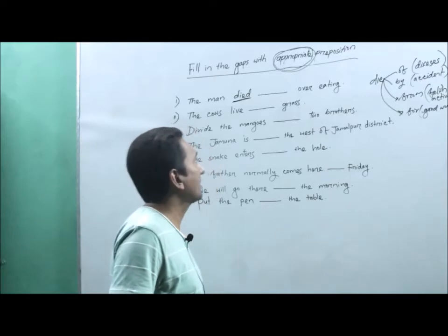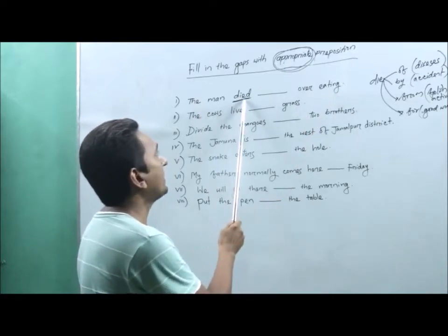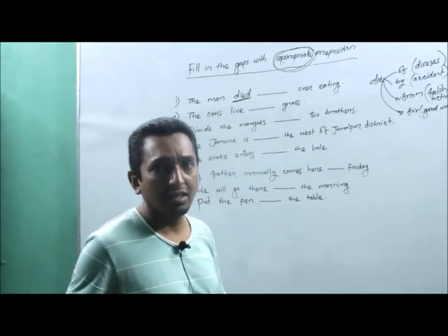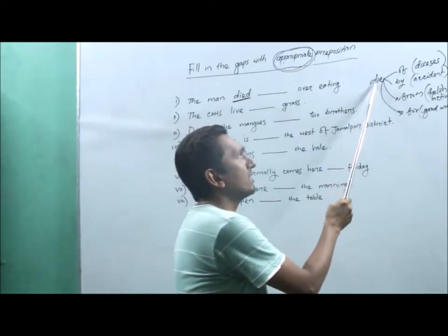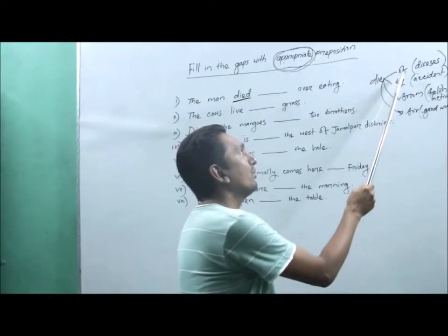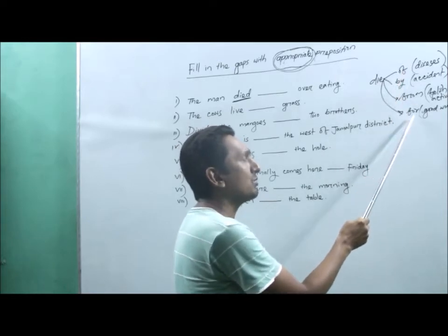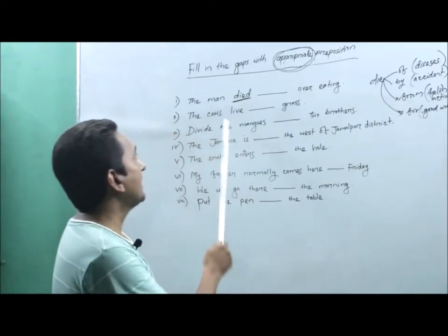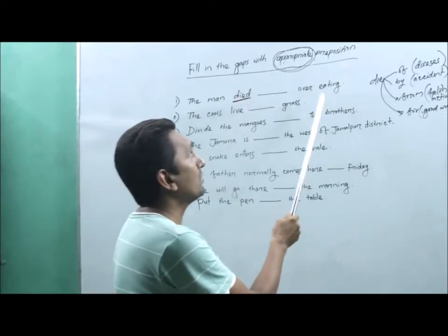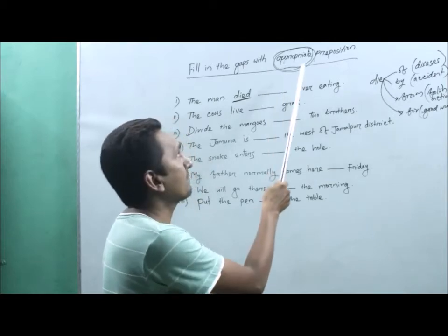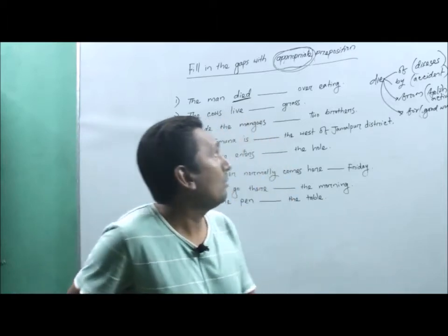In my first sentence I have written: The man died dash overeating. The man died dash overeating. Dear students, you may know that die is a word after which we normally use 4 prepositions. One is of, another is by, another is from, and the last one is for. So in this sentence the word die is very important because according to die we have to use the right, correct, appropriate preposition. Now I will discuss which one is correct.